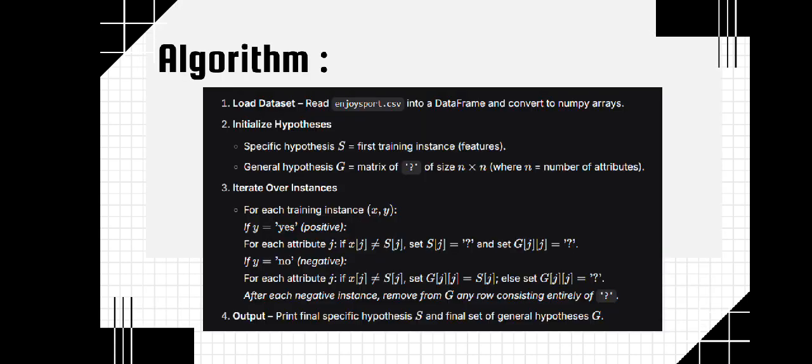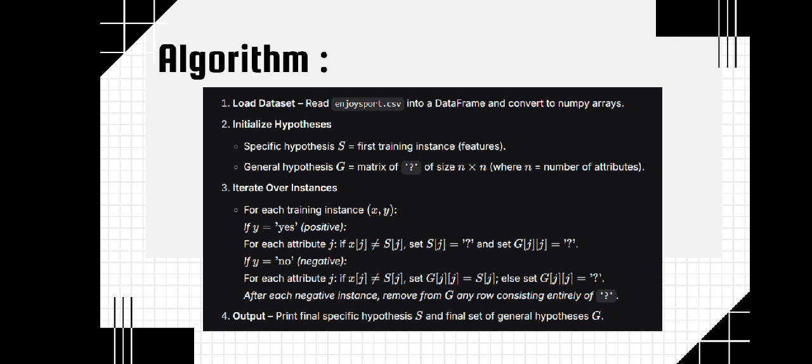Now let's understand the basic idea of the algorithm. The candidate elimination algorithm works by maintaining two boundaries. One is the most specific hypothesis called S. The other is the most general hypothesis called G.